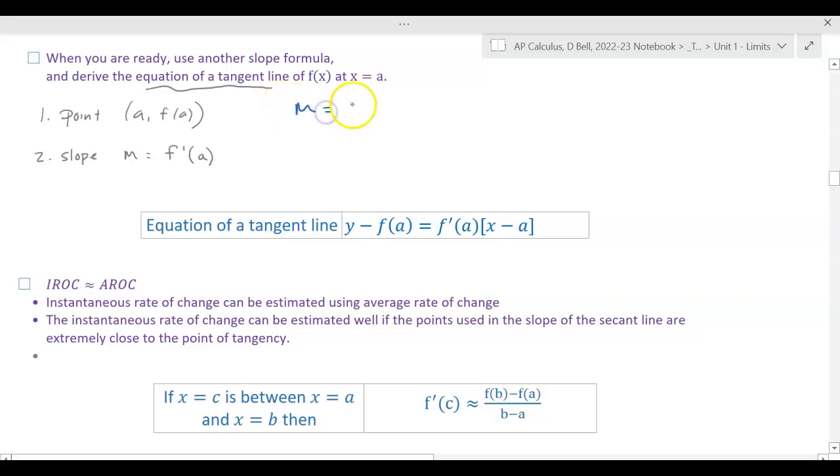So if we start with our known slope formula, m equals y minus y over x minus x. We're going to replace m with f prime of a, calculus notation. We're going to replace the second y with f of a, the y value from our point. And we're going to replace the second x with a, the x value from our point. So now again, I'm going to multiply by the denominator to clear the fraction.